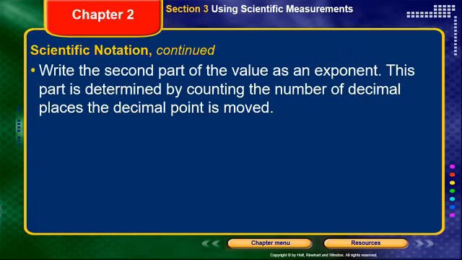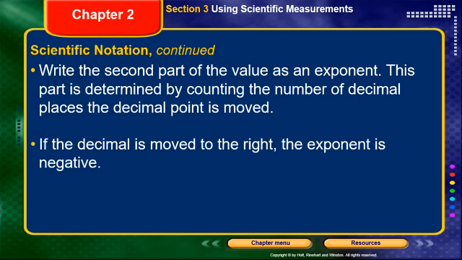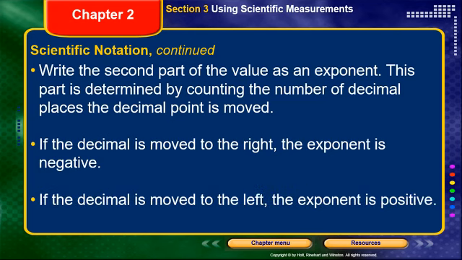Write the second part of the value as an exponent. This part is determined by counting the number of decimal places the decimal point is moved. If the decimal point is moved to the right, the exponent is negative. If the decimal is moved to the left, the exponent is positive.